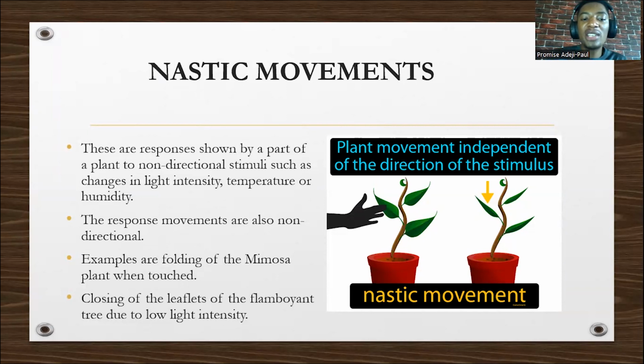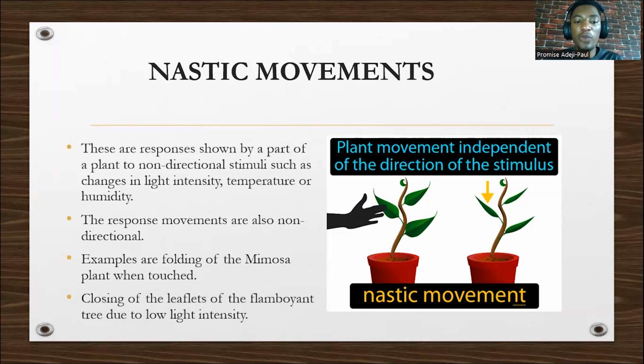So that's what? Change the light intensity, temperature, or humidity. These are questions that you almost cannot escape. Please take note of this. Nastic, non-directional, NN, they are non-directional stimuli. The response movement is also non-directional, like I said.